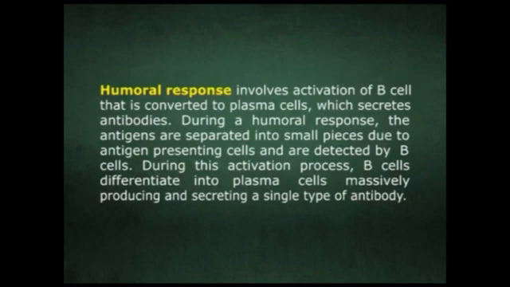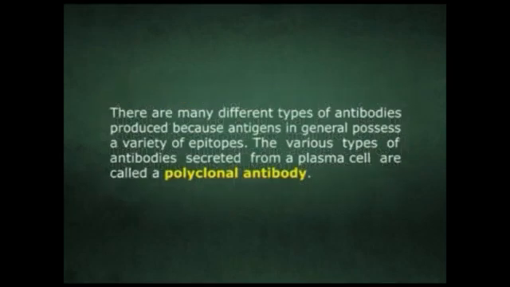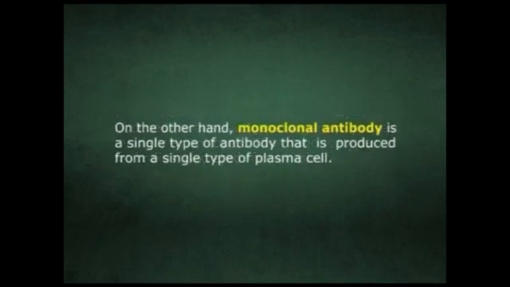During this activation process, B cells differentiate into plasma cells, massively producing and secreting a single type of antibody. There are many different types of antibodies produced because antigens in general possess a variety of epitopes. The various types of antibodies secreted from plasma cells are called a polyclonal antibody. On the other hand, a monoclonal antibody is a single type of antibody that is produced from a single type of plasma cell.